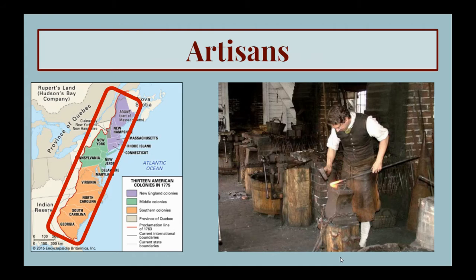The next group is artisans. An artisan lives pretty much anywhere in the 13 colonies. You can see from the map that they're in all 3 regions, and that's because all 3 regions needed artisans. This man in the picture is what you would call a blacksmith. A blacksmith is an example of a job that you might have as an artisan.